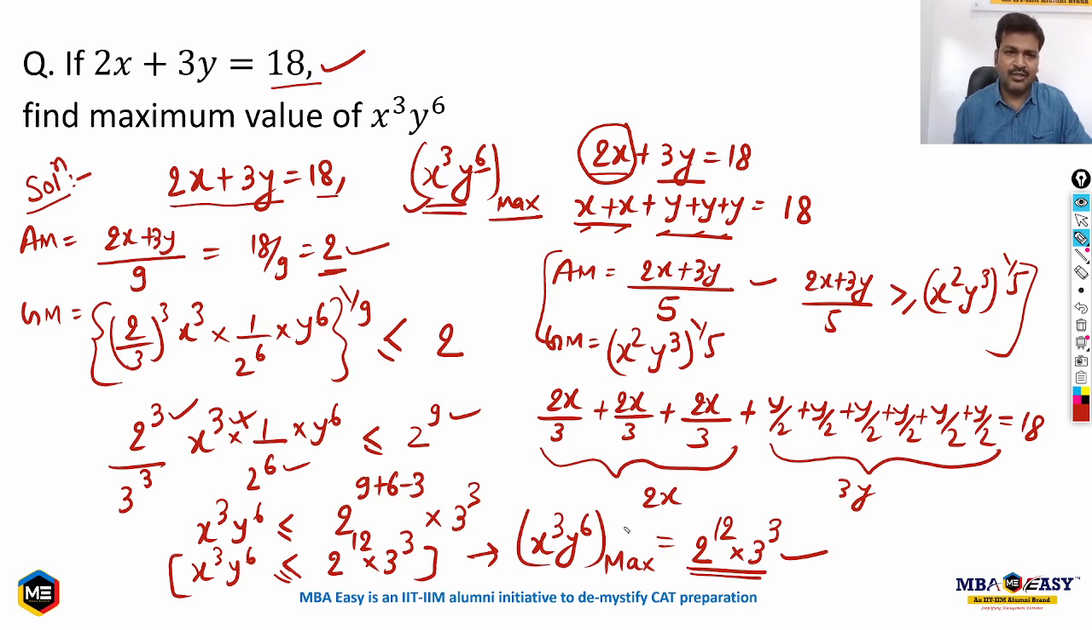So I hope you have understood. The idea is that look at this expression. If there is x cube here, you have to divide this into 3 equal parts. We'll take 2x by 3, 2x by 3, 2x by 3. If this is y power 6 here, you have to divide 3y into 6 equal parts. 3y by 6 is y by 2, so y by 2, y by 2, 6 times.